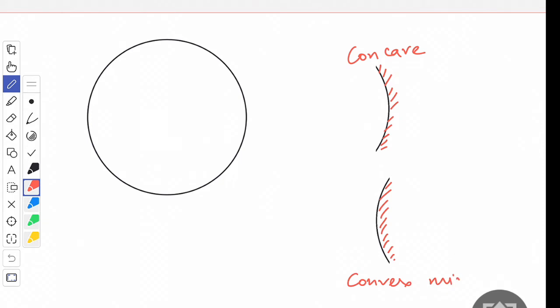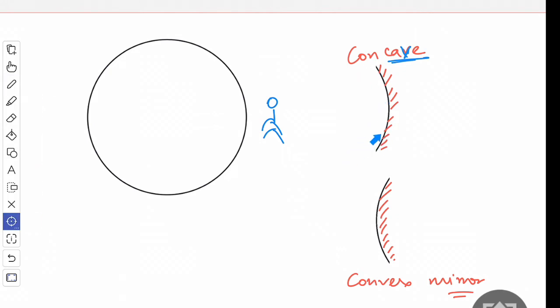And this is called a convex mirror. The way I like to remember this is, imagine you are seeing from here. What does it look like? It looks like the mouth of a cave. So the word concave has cave in it. This is not how the name has come; it's just an easy way to memorize. So we can call this a concave mirror, and the other one is going to be a convex mirror. Okay, make sense?